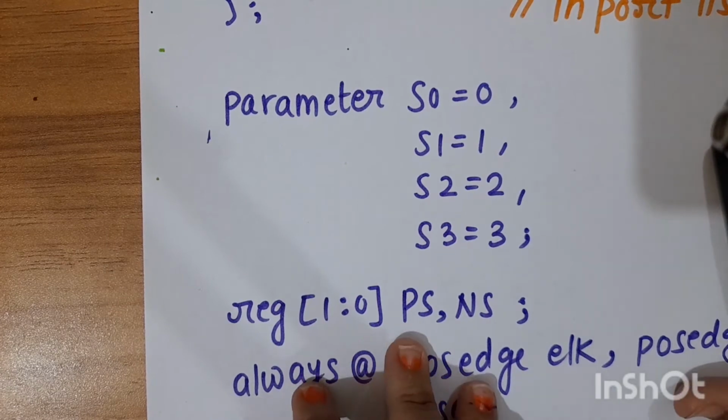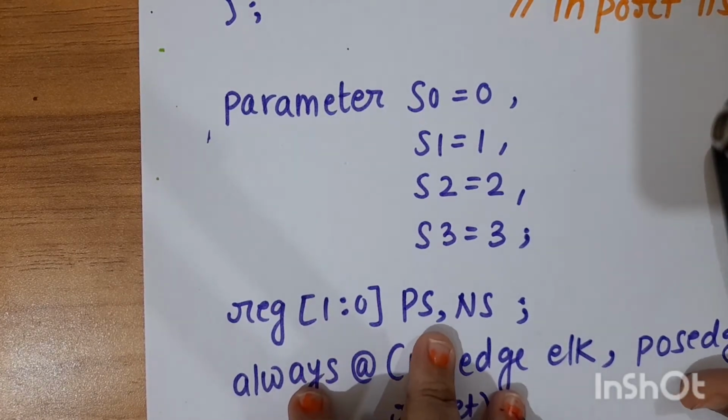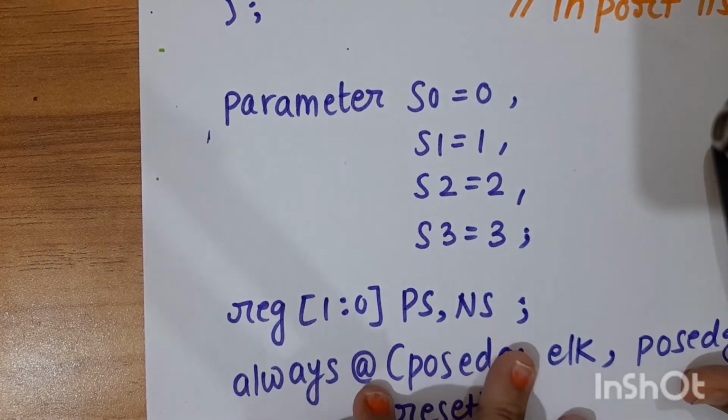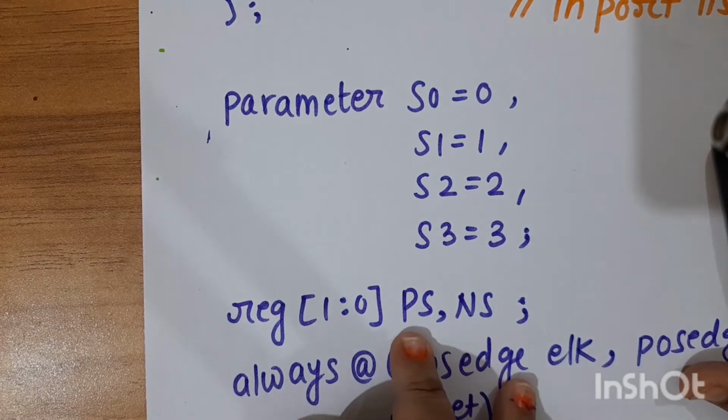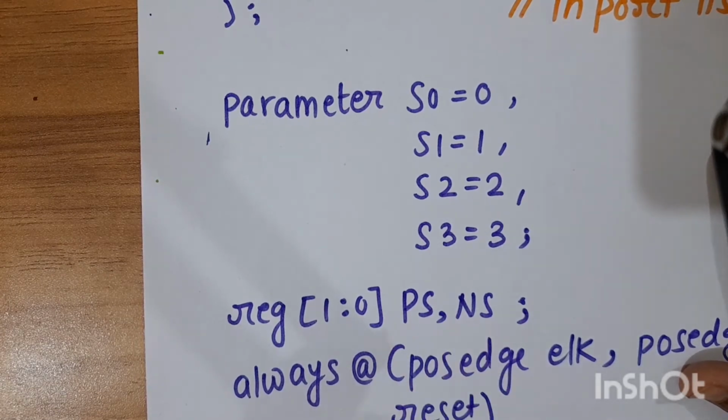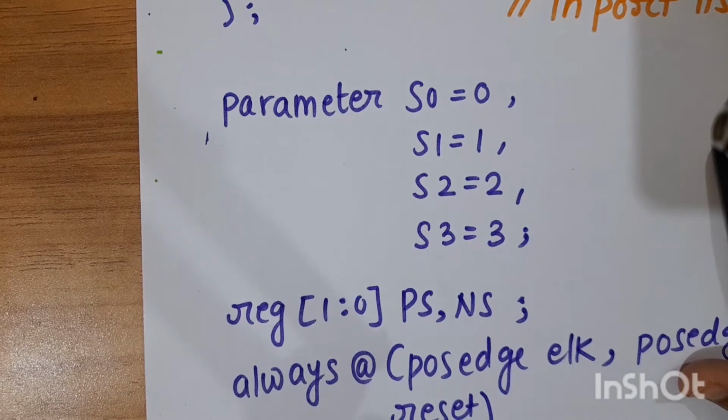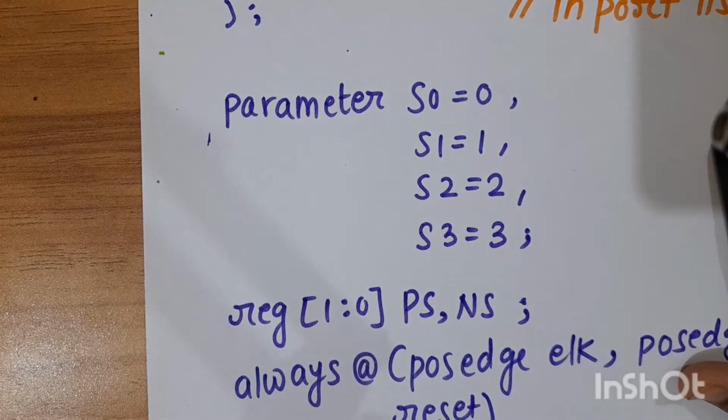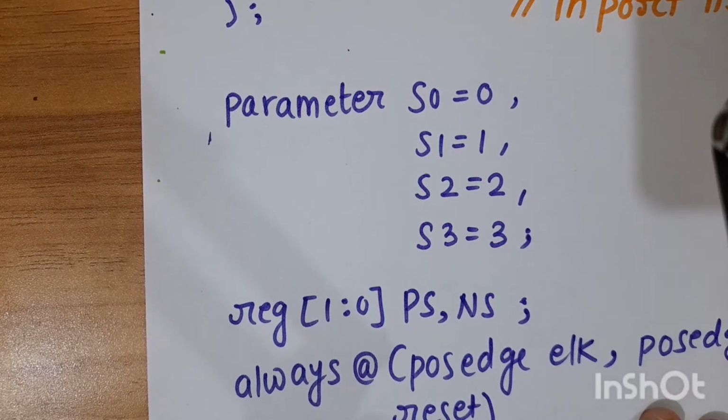Now I am declaring 2 bits, 1 and 0, as reg type. So PS, that is the present state, comma, NS, that is the next state, semicolon. PS and NS, the present state and next state, are going to be 2 bits each. Because how many states are there? 4 states. How many bits do you need in order to represent 4 states? You need 2 bits. So I am using 2 bits only.